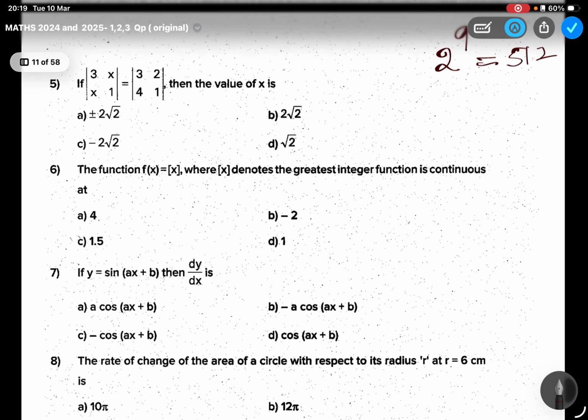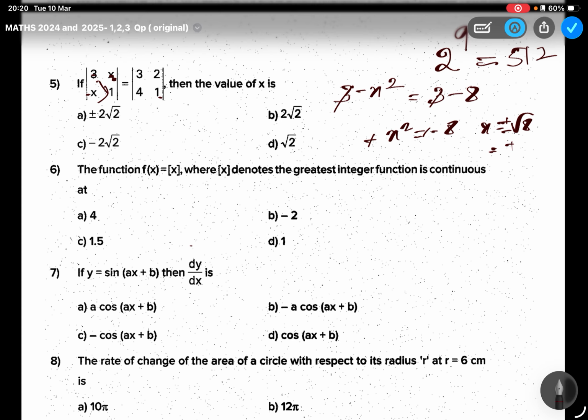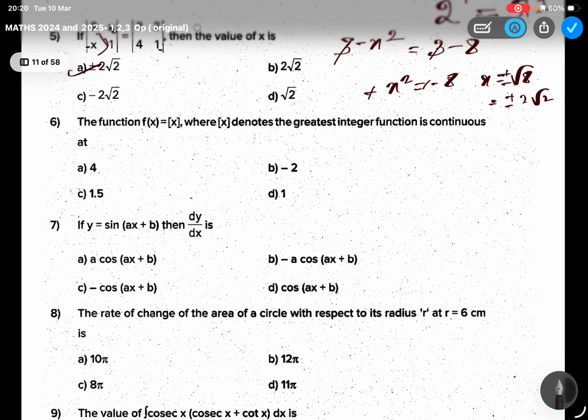And now 3x, then the value of x. 3 into 1 will be 3, x into x will be x square. 4 3 minus 4 into 2 is 8. You will get 3 3 cancel, minus x square equal to minus 8. So x equal to root 8, then plus or minus 2 root 2. You will get plus or minus 2 root 2.